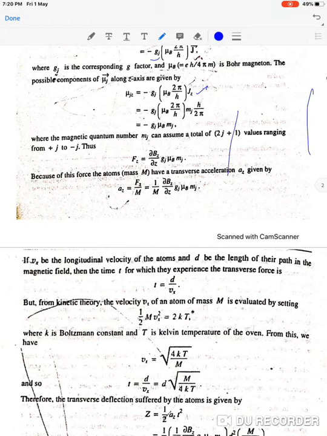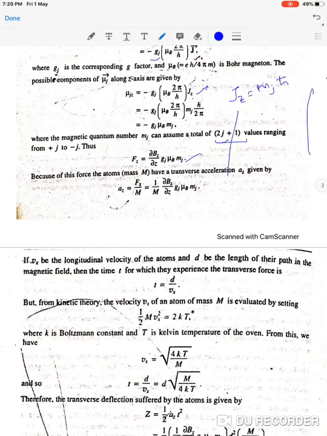Now we got the mJ value, because Jz can have mJ h-cut values, so mJ times h upon 2 pi, and mJ can have 2J plus 1 values. We already discussed that this depends on the total angular momentum quantum number, and mJ can have 2J plus 1 values, from plus J to minus J. So if we put the mu Jz value into here, Fz is equal to del Bz upon del z gJ mu B mJ.